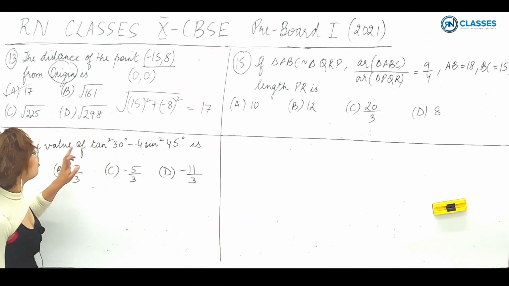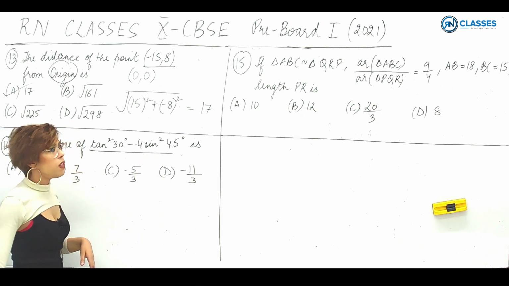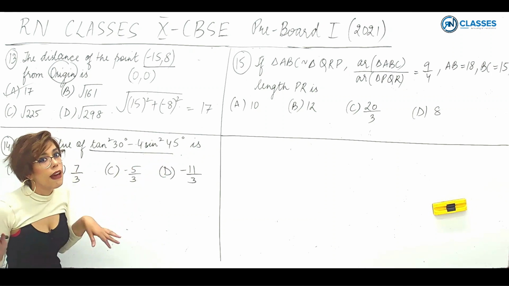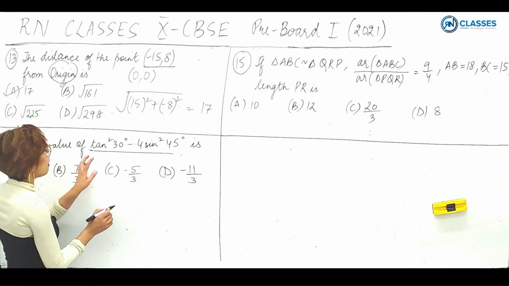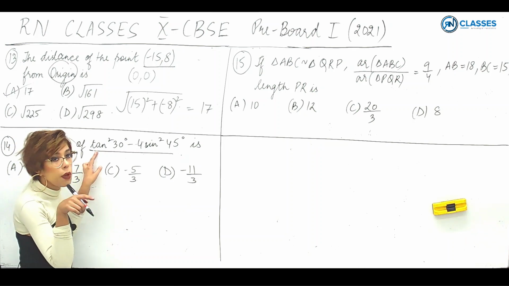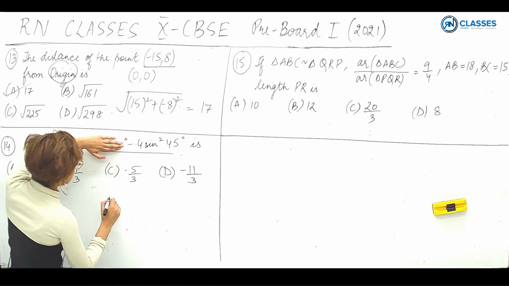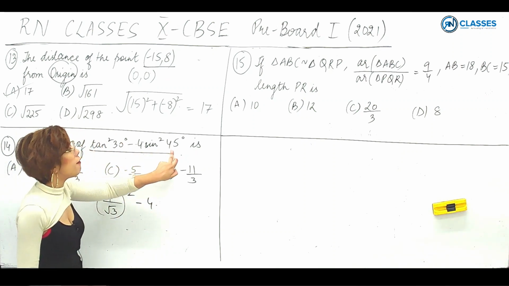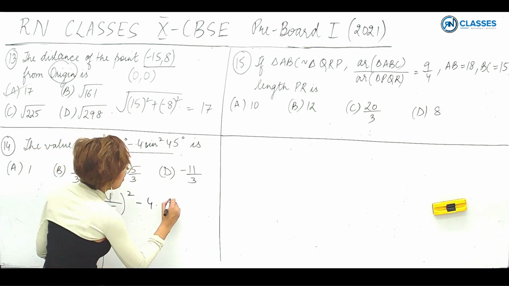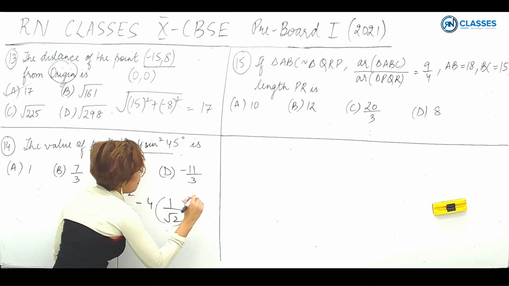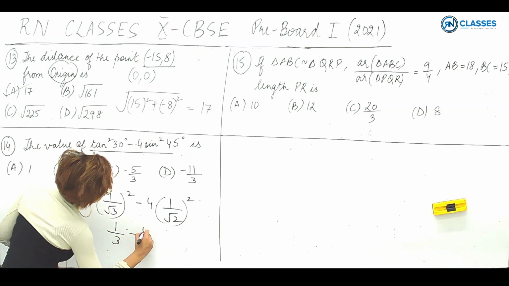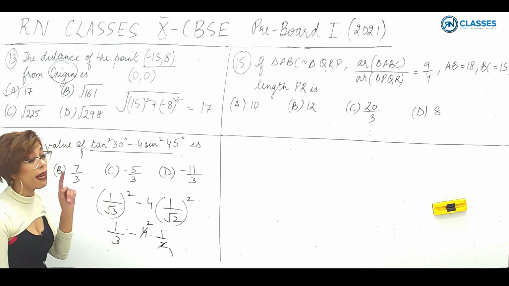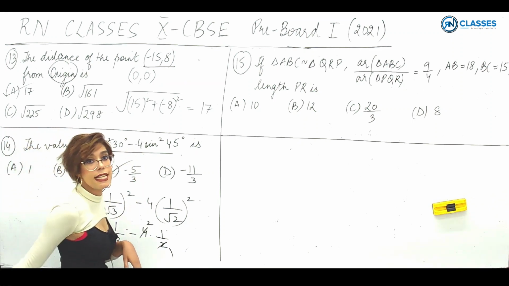Now, the value of this expression is, now tan theta is a standard angle, 30 is a standard angle, 45 is a standard angle. I know the value. Now, tan square 30 degree, that means tan 30 degree whole square. What is tan 30 degree? 1 by root 3. So, this is 1 by root 3 whole square minus 4 into sin 45 degree whole square. Sin 45 is 1 by root 2 whole square. So, this is 1 by 3 minus 4 into 1 by 2. So, this is 1 by 3 minus 2, which is minus 5 by 3, which is option C.